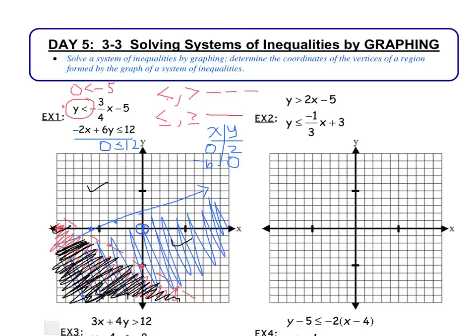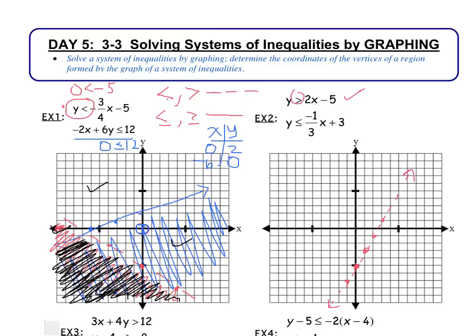Alright, let's go ahead and do a second one. In my first inequality, it looks like it is written in slope-intercept form, so I start at -5. Slope of 2, up 2/1. I can also go down 2/1. It's a greater than symbol, so I am going to use a dashed line.